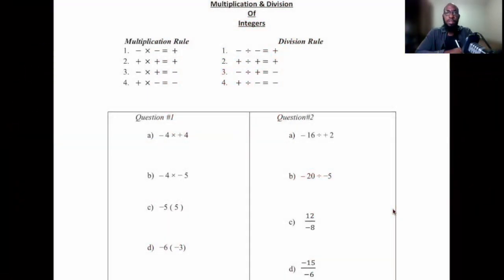Here we are going to look at multiplication and division of integers. On this, I'll be seeing 4 rules for multiplication and 4 rules for division.